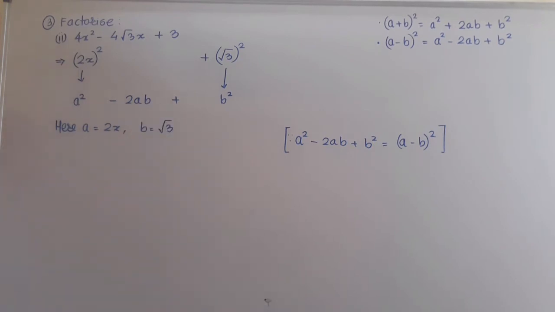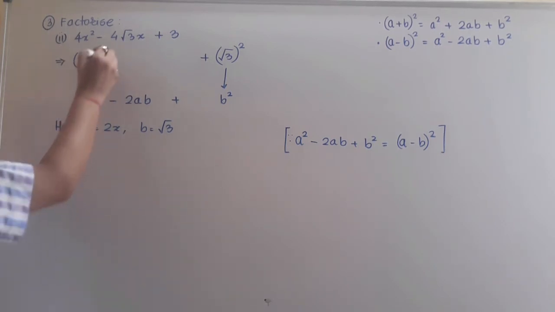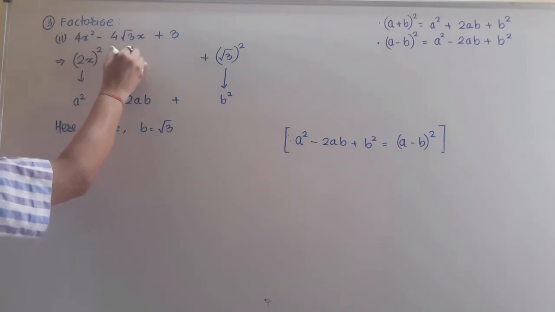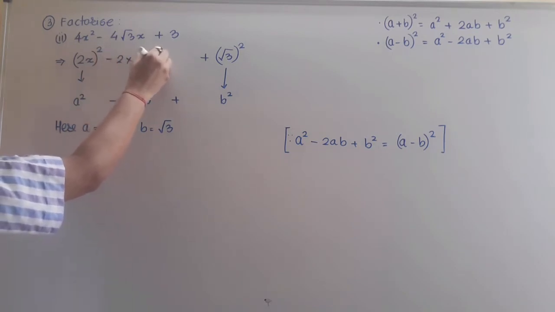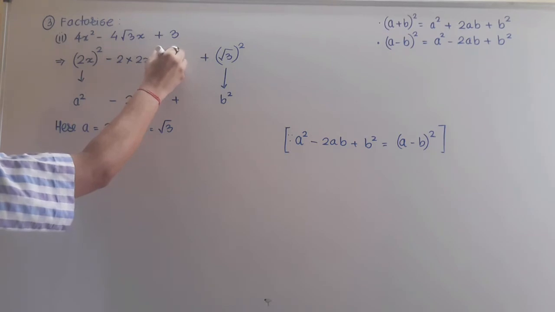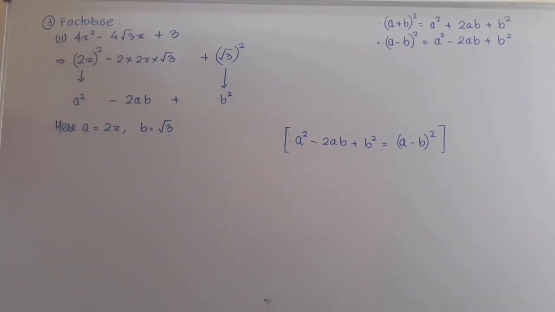Let us put up the value of 2ab and check whether it is coming equal to the middle term given to us or not. So minus then 2 into a, that will be 2x, and b will be equal to under root of 3. Multiply 2 into 2, 4, then root 3 I will write down, and finally I will place x. So multiplication of this all will be definitely equal to 4 under root of 3 into x.